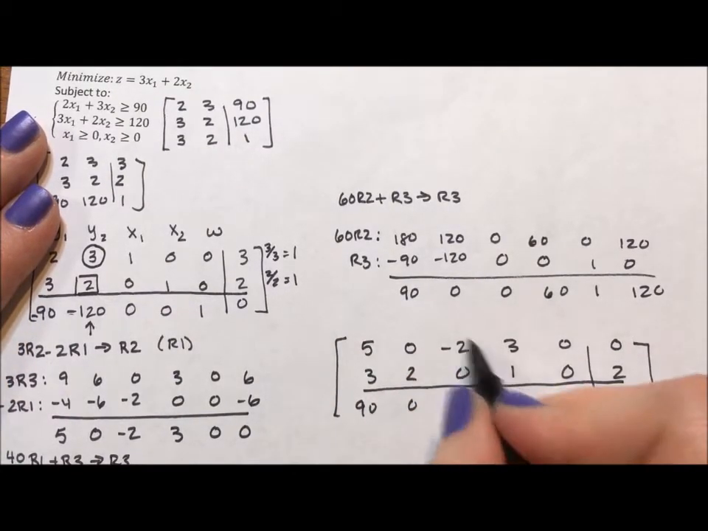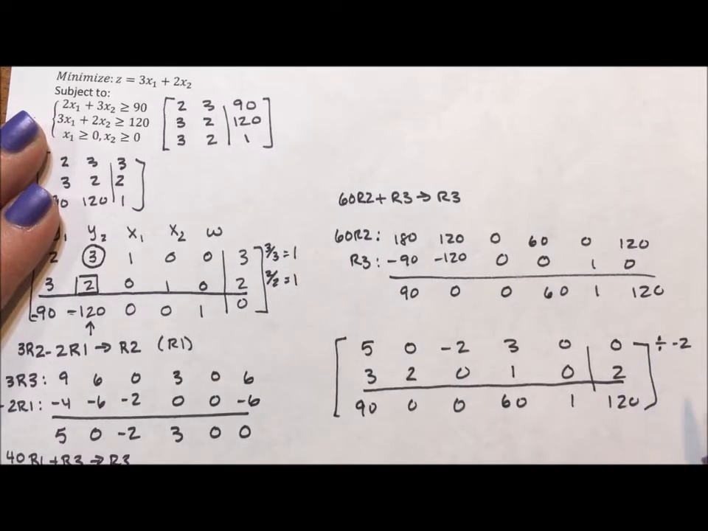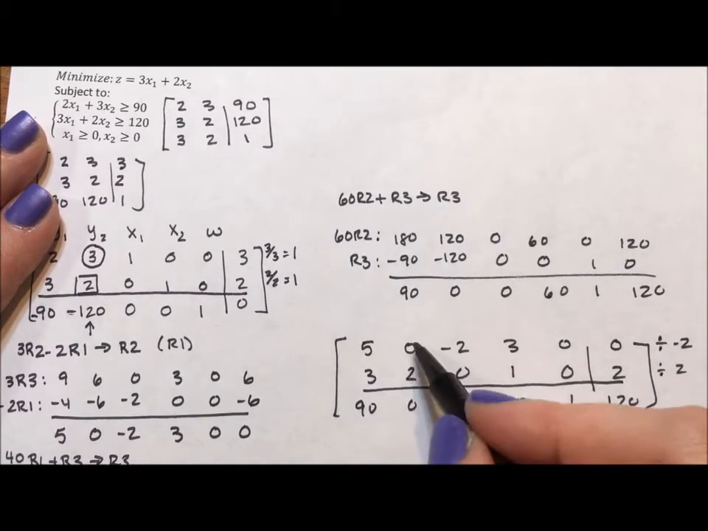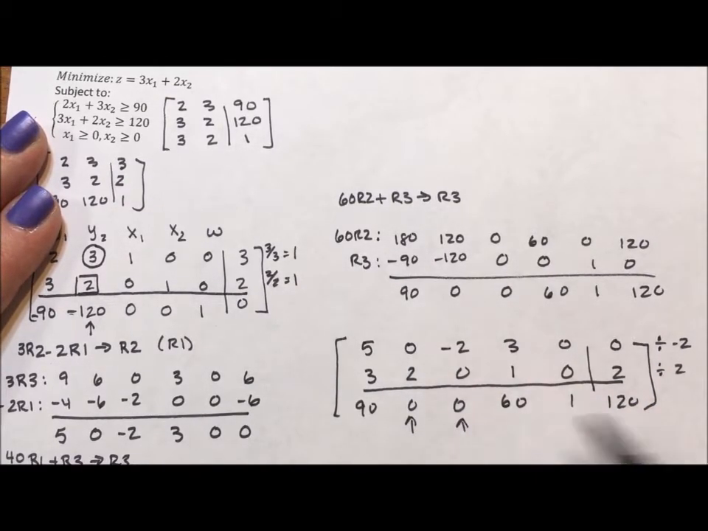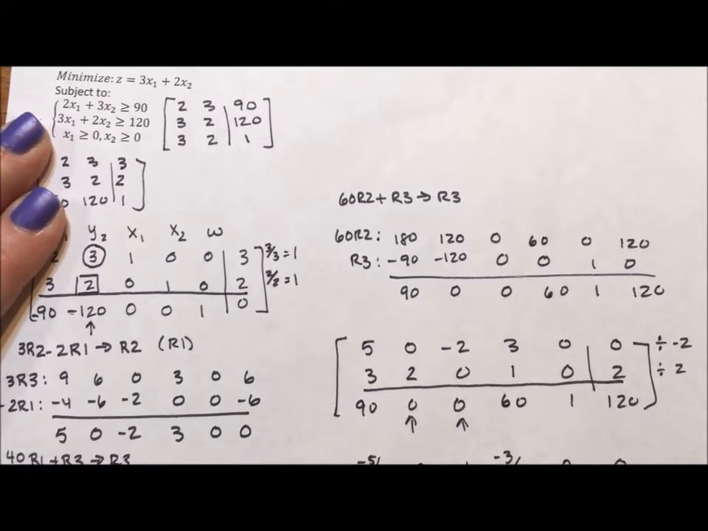We do need to divide this through by negative 2 to make that a unit column. We do need to divide through by 2 to make this a unit column because we want to make sure we have our unit columns. So we're going to have negative 5 halves, 0, 1, negative 3 halves, 0, 0, 3 halves, 1, 0, 1 half, 0, 1. Our last line is going to stay the same, 90, 0, 0, 60, 1, 120.